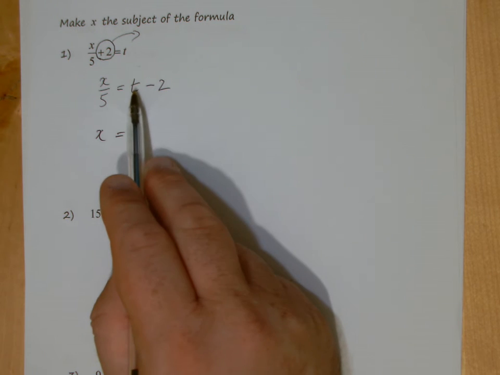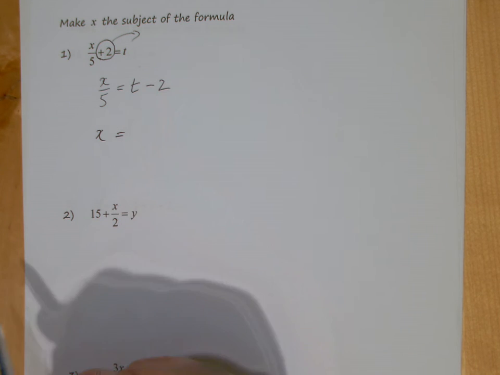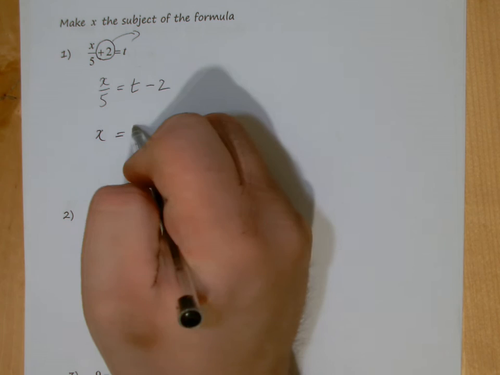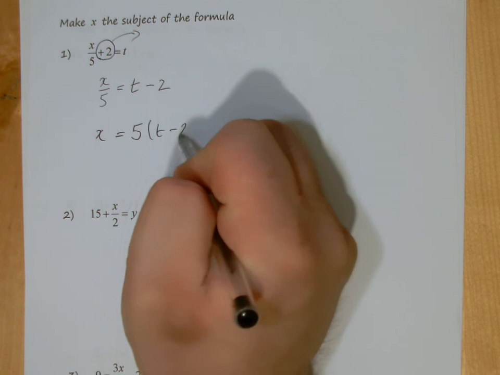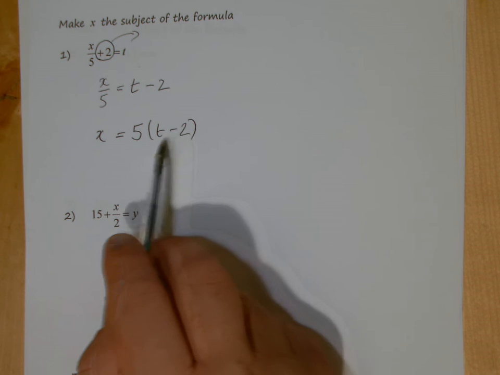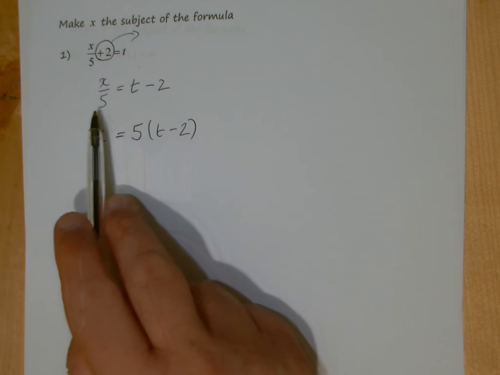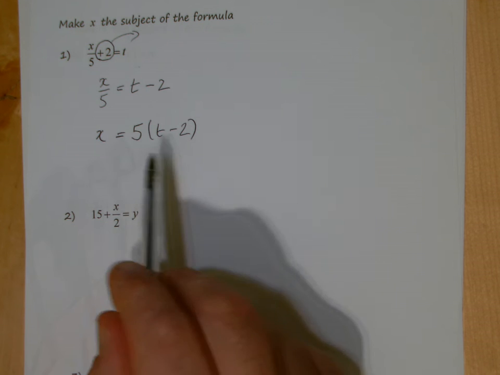Because if I multiply this by 5, I get 5t. If I multiply this by 5, I get minus 10. But the best way, as I said in the last video, is just to use a bracket. That's the better way there, because the bracket means you're timesing by that 5, which is what we want when you take it over. And leave it like that. There's your answer. You've made x the subject of the formula.